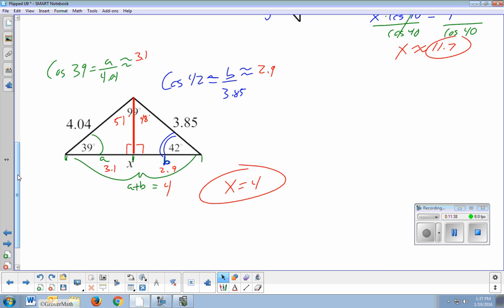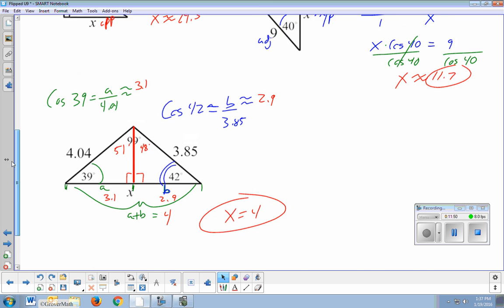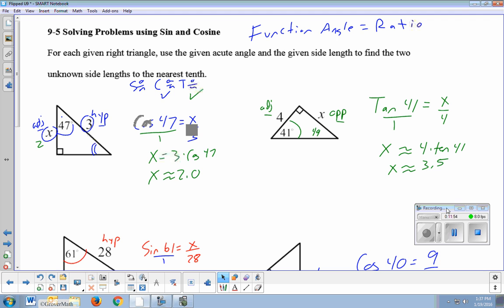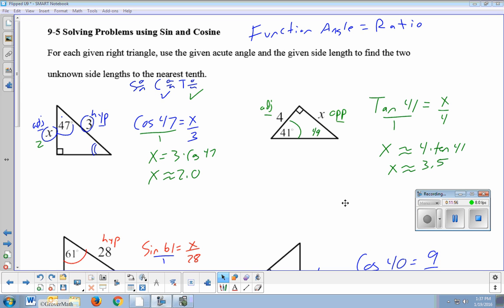So that's the hardest place this could be: if it's not a right triangle, you can draw in an altitude making two right triangles, and then find pieces piece by piece using your trig ratio. So set up function angle equals ratio. You definitely need your calculator here, and don't make mistakes on rounding. It's a silly reason to lose points. See ya.